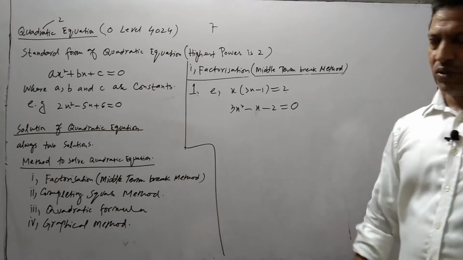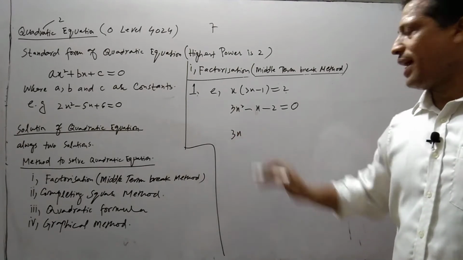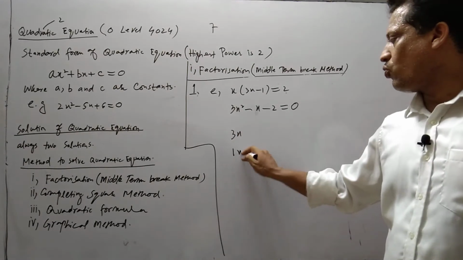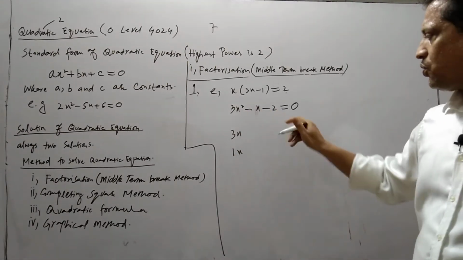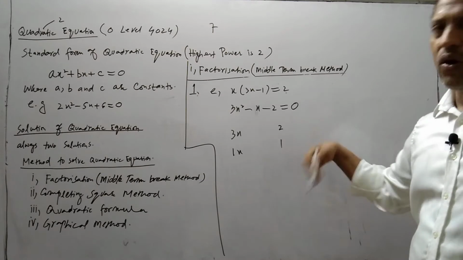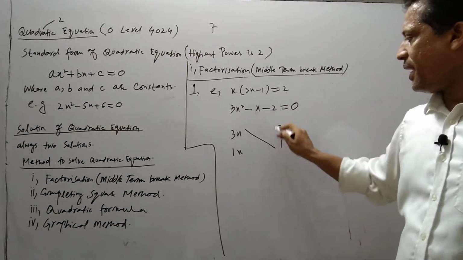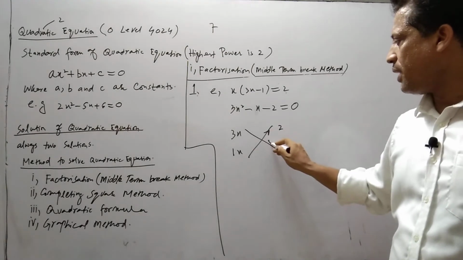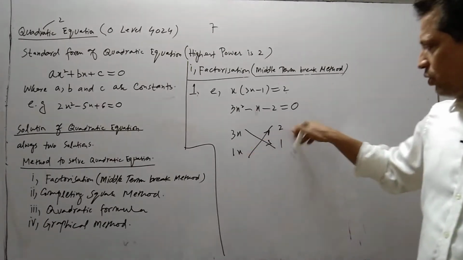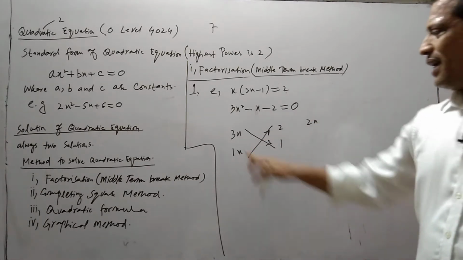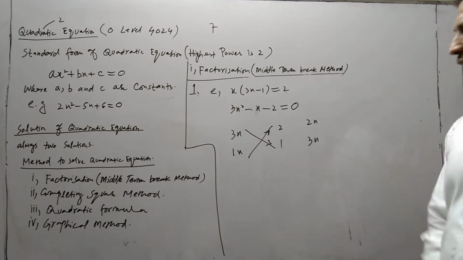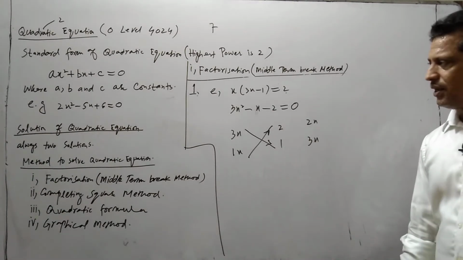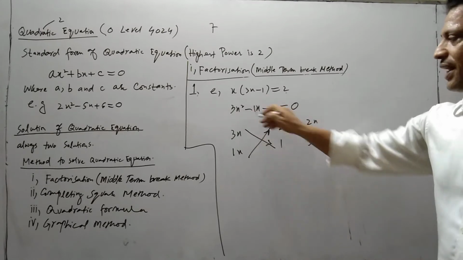This is 3x square, so you need to write 3x and 1x. 3 ones are 3, x into x is x square. This is 2, we can break 2 as 1 and 2 or 2 and 1. Make arrows, first arrow and second arrow. 1x into 2 is 2x. 3x into 1 is 3x. What do you need? We need minus 1x.